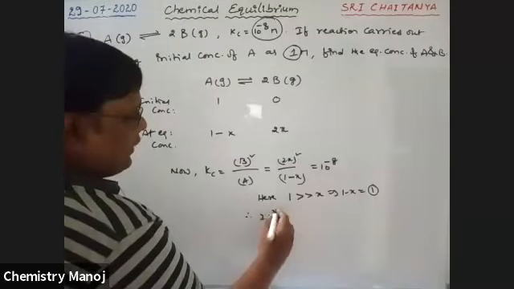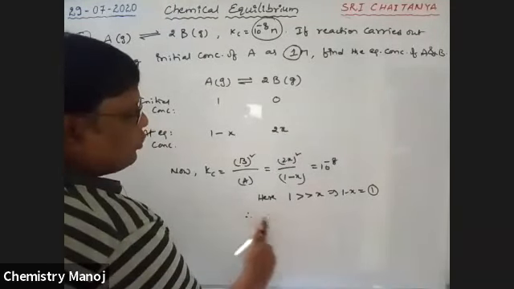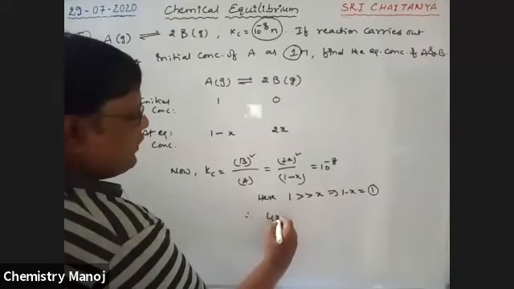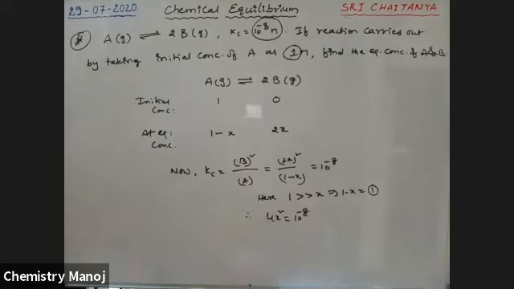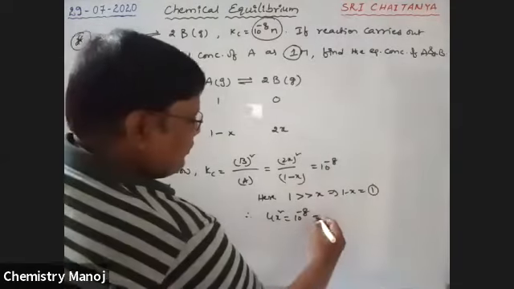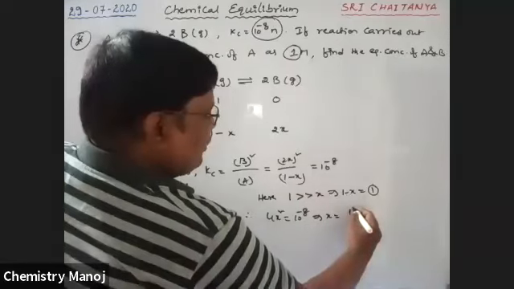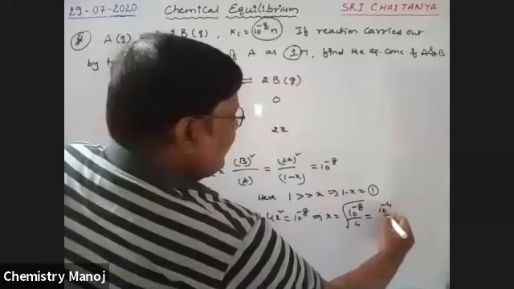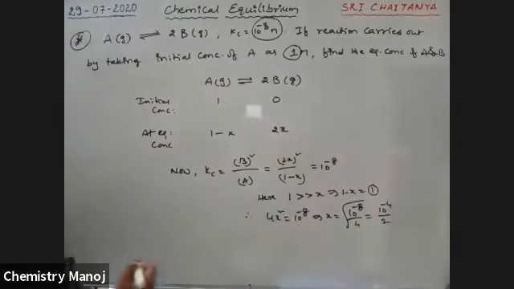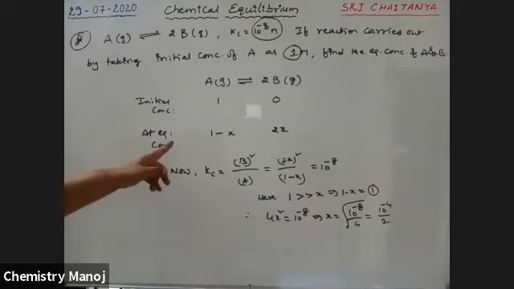(2x) whole square, that is 2x whole square means 4x square is equal to 10 power minus 8. So that implies x is equal to under root of 10 power minus 8 by 4, which is equal to 10 power minus 4 by 2. That is the x value at equilibrium.